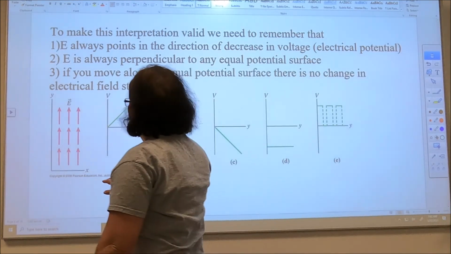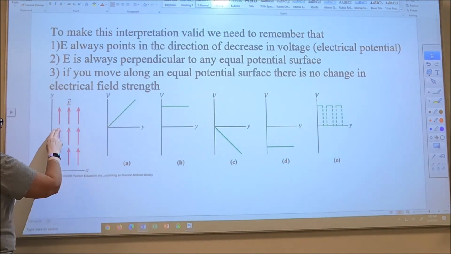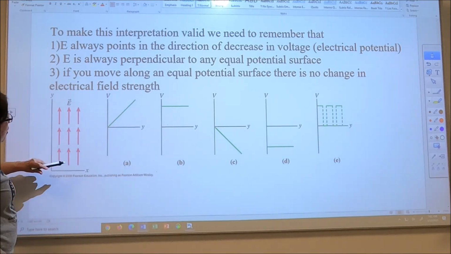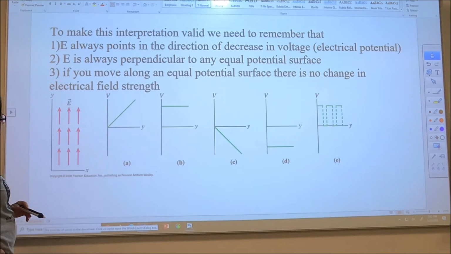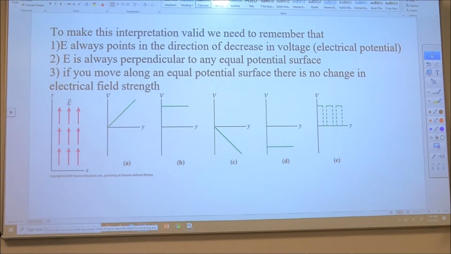Now, let's look at this electric field. The electric field is pointing in the positive Y direction, and it's uniform. So what I have essentially is a parallel plate capacitor here. Electric fields always point toward the negative plate and away from the positive plate. So that means the electrical potential should be at its highest here and move toward a lower value as we go in the positive Y direction.